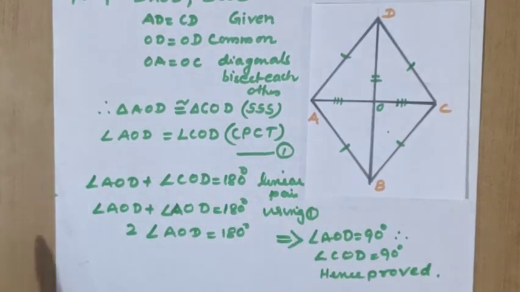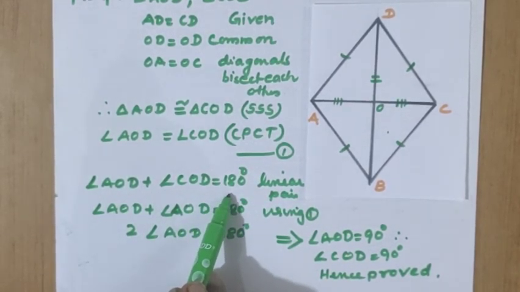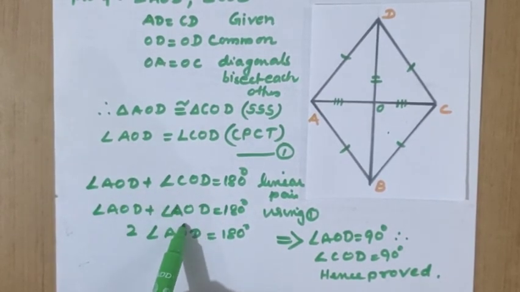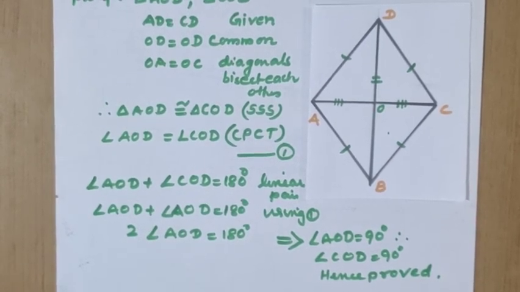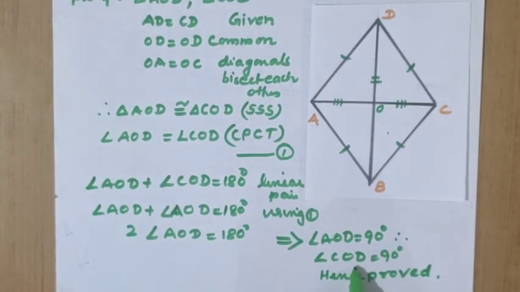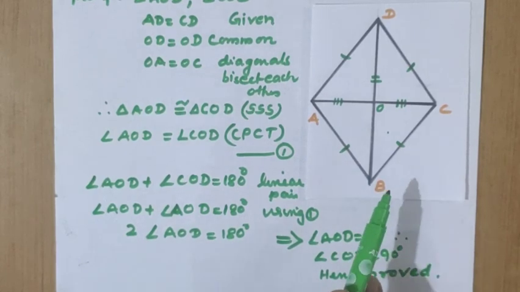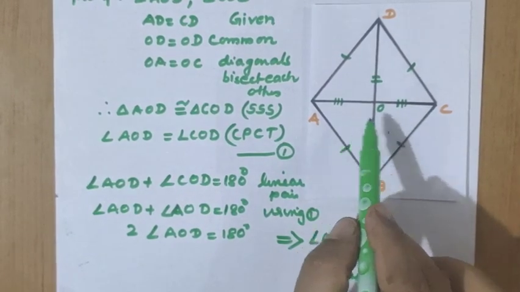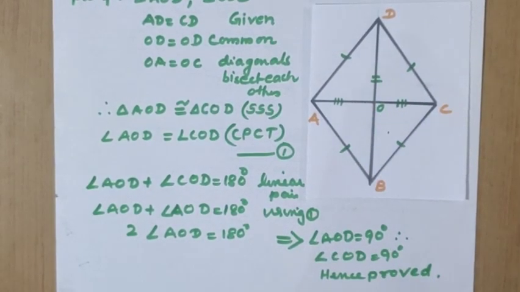Now if AC is the diagonal, what is the sum of these two angles? 180 degree. Since only two angles are there, we can apply linear pair here, and moreover AOD and COD are both equal, so AOD plus AOD equal to 180 degree. So 2 times angle AOD equal to 180 degree, therefore angle AOD equal to 90. If AOD equal to 90, what can we say about COD? COD is also equal to 90 degree, hence proved. So what we learned from here is that the diagonals of a rhombus are perpendicular to each other, that shows OD perpendicular to AC, or we can say AC and BD are perpendicular to each other.